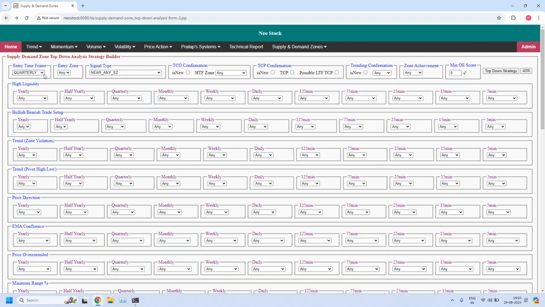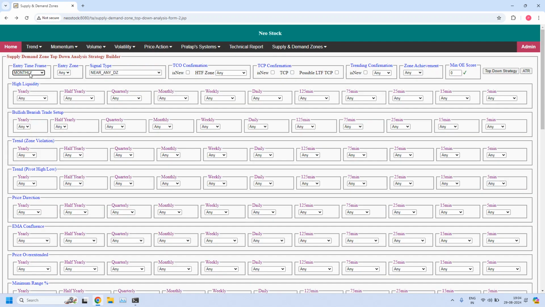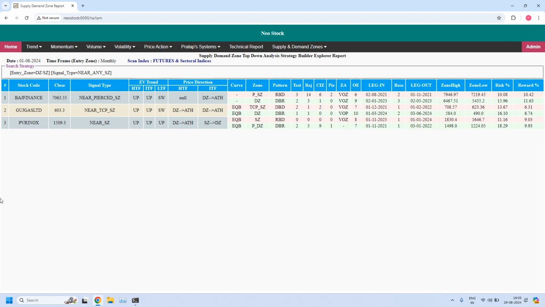The next time frame is monthly. Let us find the stocks near monthly demand zone. Only one stock is near the monthly demand zone. The next report for monthly time frame, let us find the stocks near monthly supply zone. Three stocks are filtered.